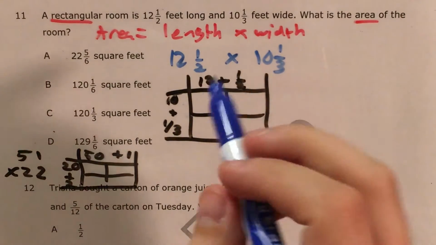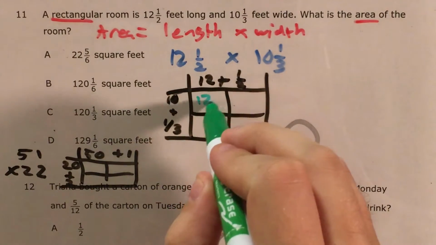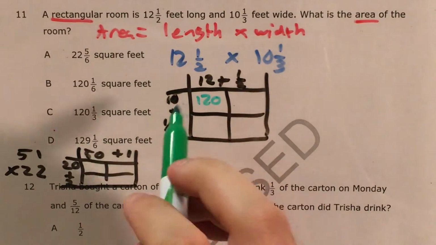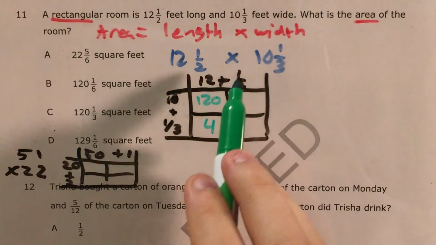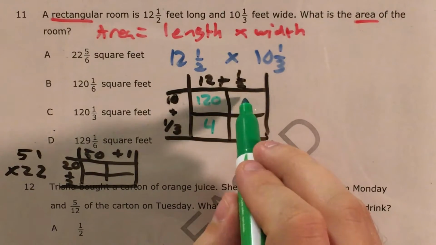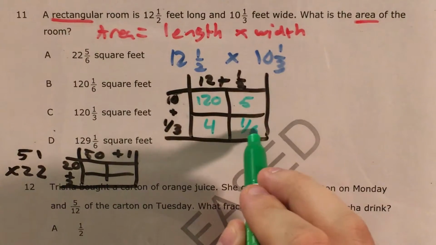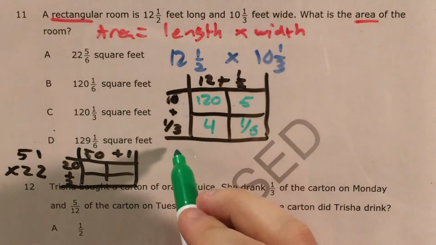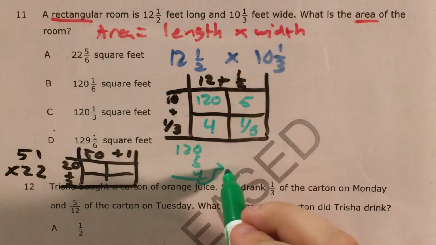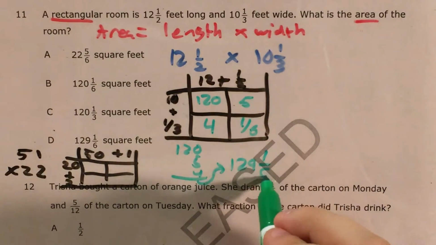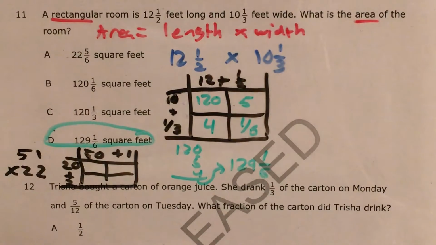So now 12 times 10, let me use green for this. 12 times 10 is 120. 12 times 1/3, also known as 12 divided by 3, is 4. 10 times 1/2, also known as 10 divided by 2, is 5. And 1/3 times 1/2 is 1/6. So now I have to add 120 plus 5 plus 4 gets me 129 and 1/6, which, thank goodness, matches answer D.